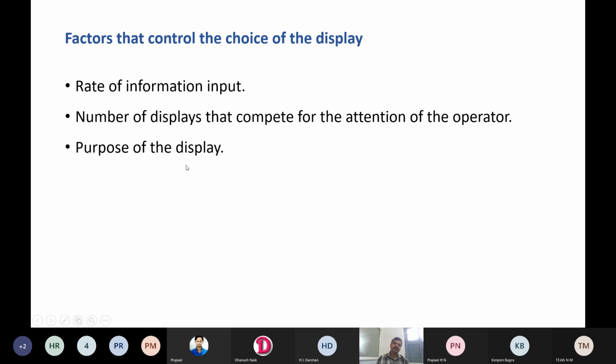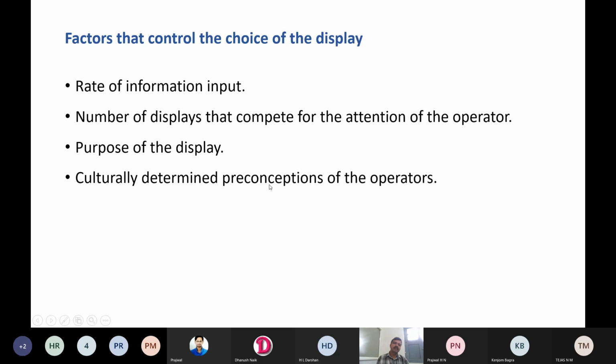Okay, in some cases you will indicate only the status. In some cases you need to display a value. In some cases you need to display one or two pieces of information. Like that, there is a purpose for display. It may be an indication of status. It may be an indication of input value, output value. Or it may be displaying a message during an emergency.